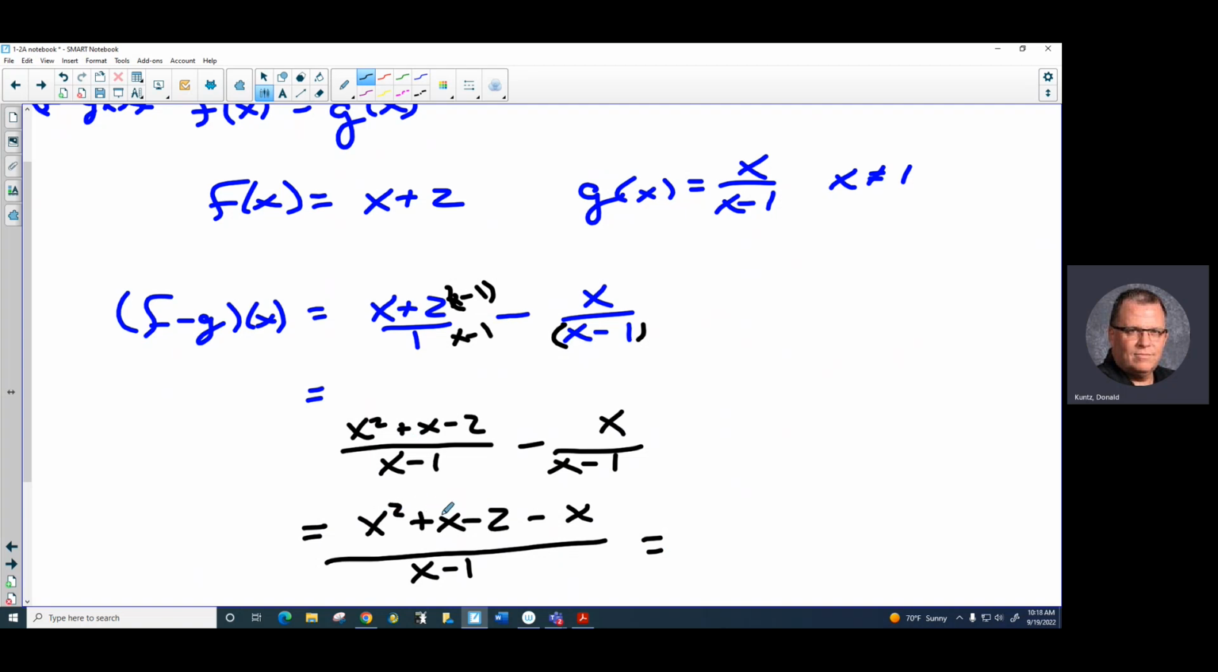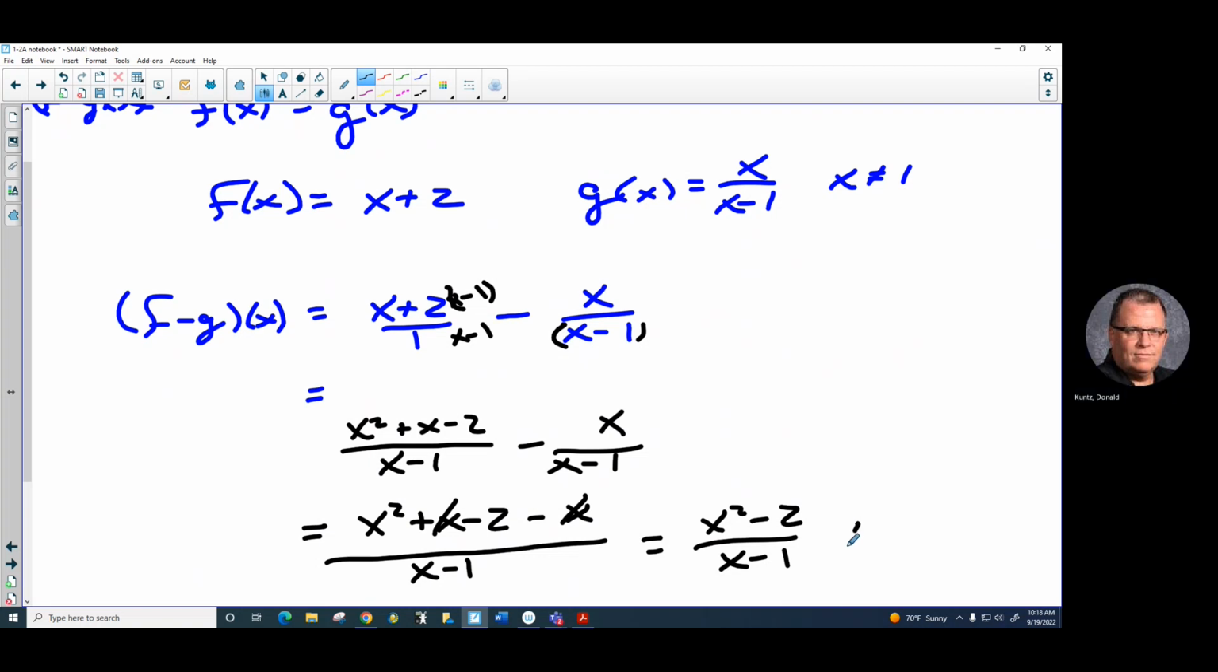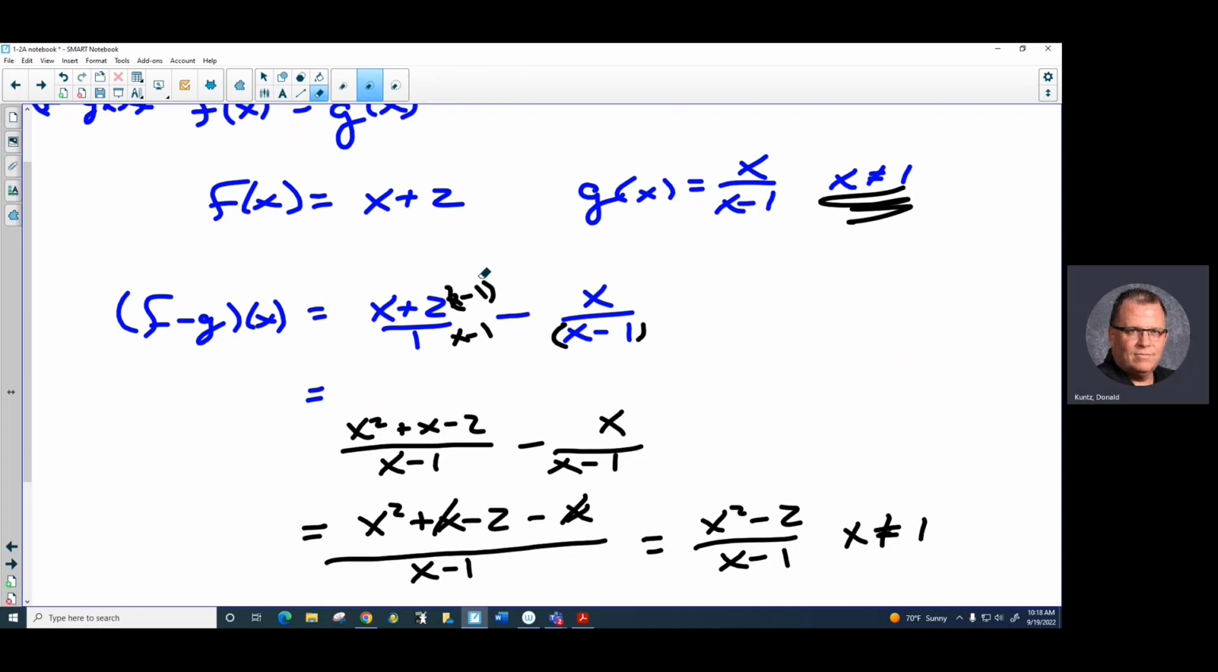So we've got x squared plus x minus x. Those are going to cancel. So we'd end up with x squared minus 2 all over x minus 1. Now, we have to include the fact that x cannot equal 1. That came right from here, but it's also in the final result, right? So the key concept here is that this is real sloppy up here. Sorry, guys. This is times x minus 1.